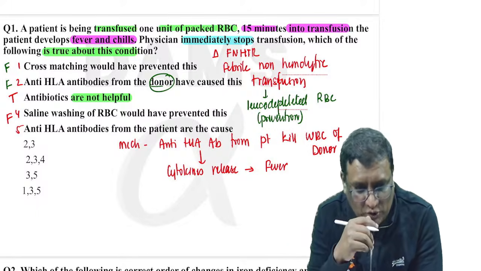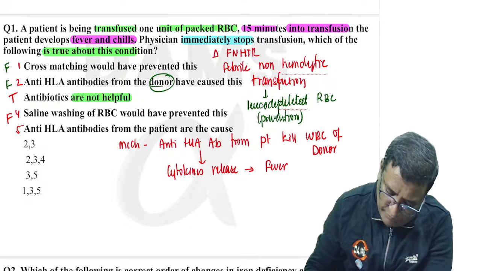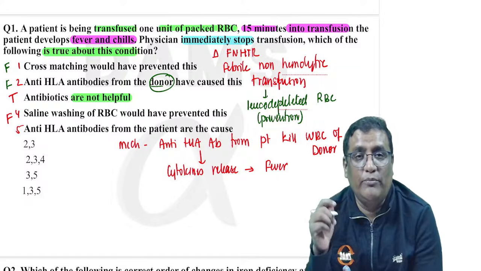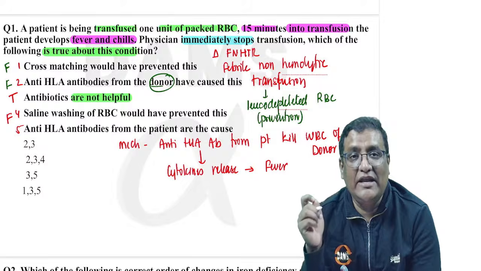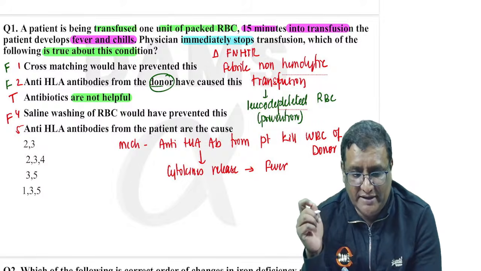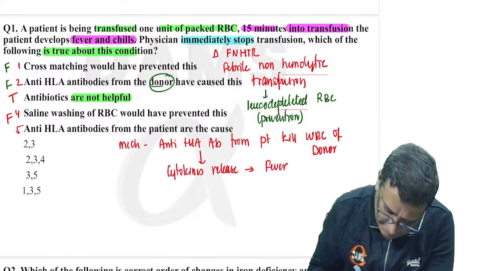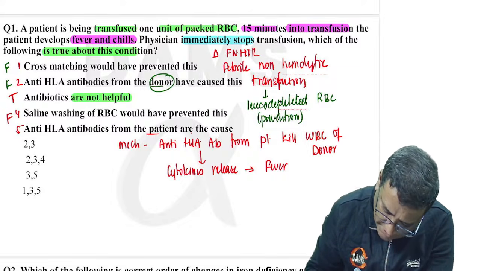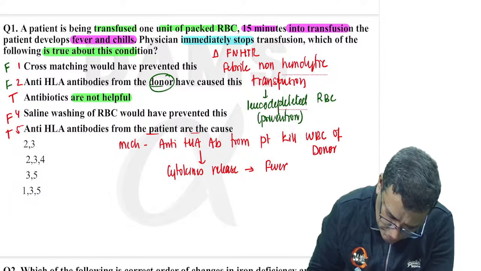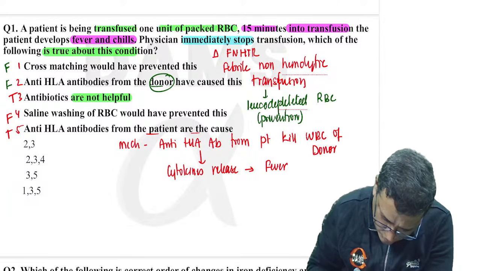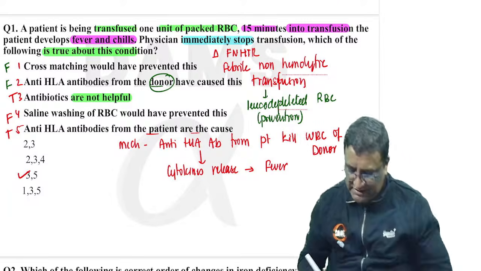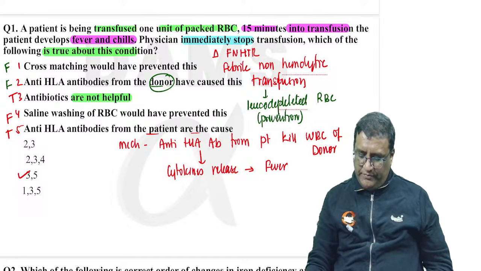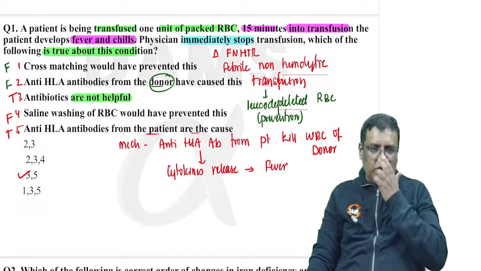So 3 is true. Saline washed RBCs would have prevented this? No, saline washing would have prevented anaphylaxis and allergy. We studied this also in blood banking. Anaphylaxis and allergy would have been prevented by saline washing. Anti-HLA antibodies from the patient are the cause. Yes, that is a true statement. So 3 and 5 are true. Option C, that is true here.